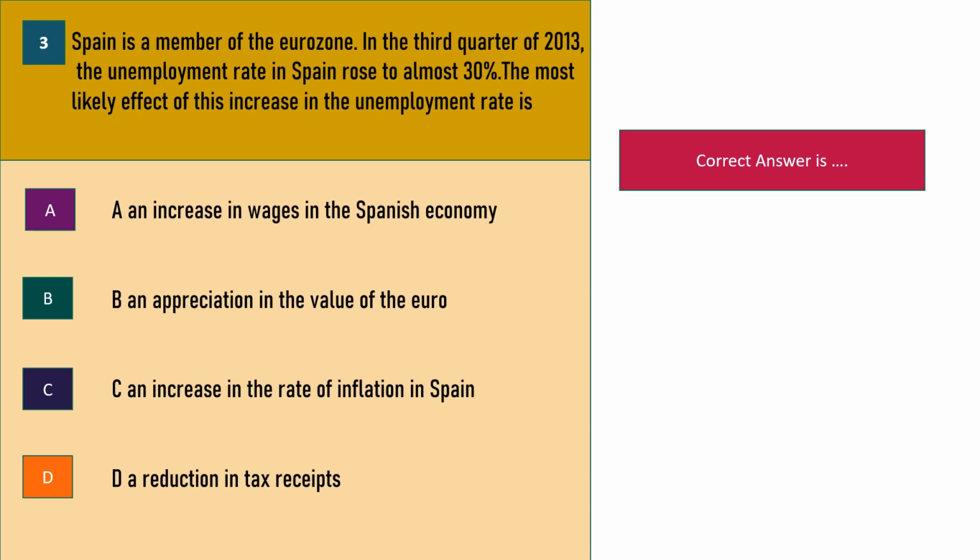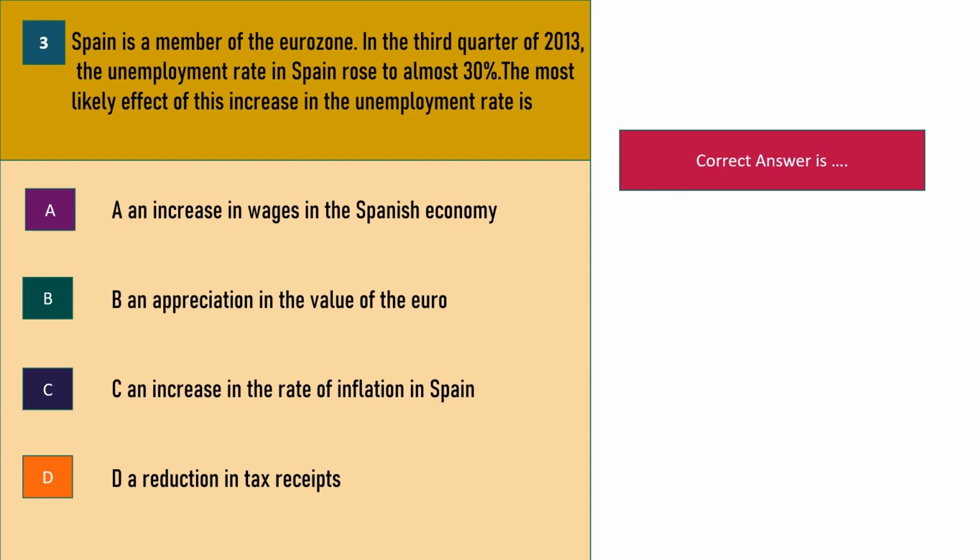Next question. Spain is a member of the Eurozone. In the third quarter of 2013, the unemployment rate in Spain rose to almost 30%. The most likely effect of this increase in the unemployment rate is, so what is an effect of increasing unemployment is the question. Option A, an increase in wages in the Spanish economy, is actually wrong. Why? Because when the unemployment rate increases, the supply of labor will increase and that will reduce wages. So it is not an effect of unemployment. So option A is wrong.